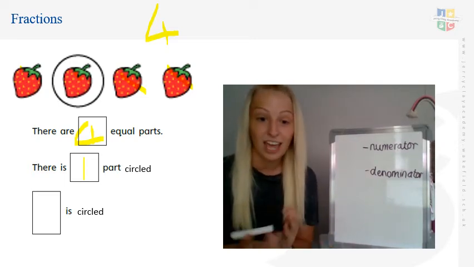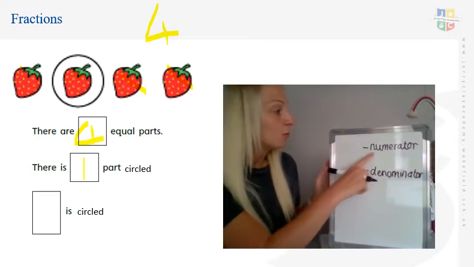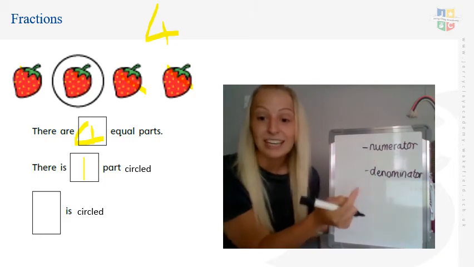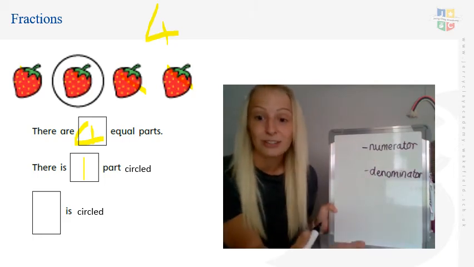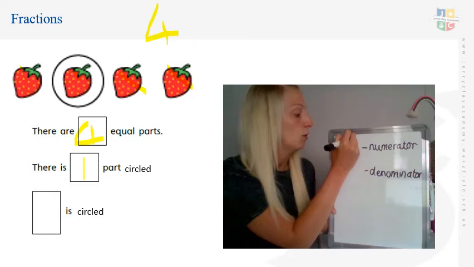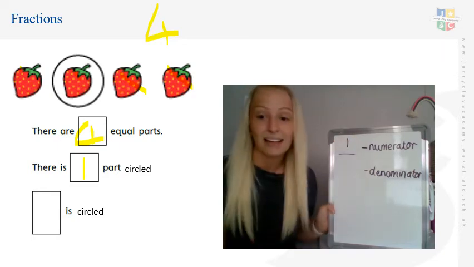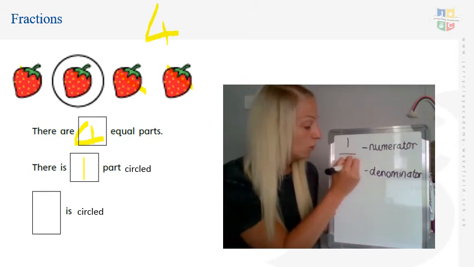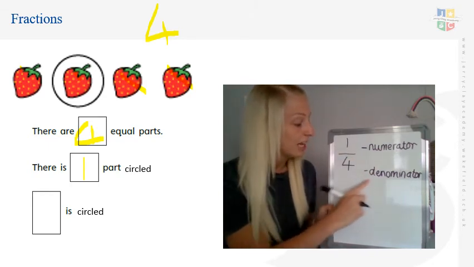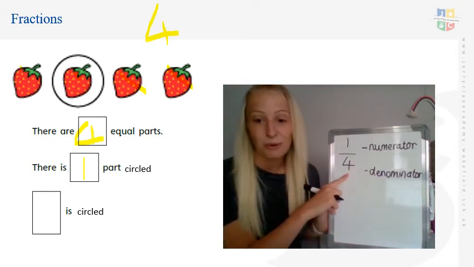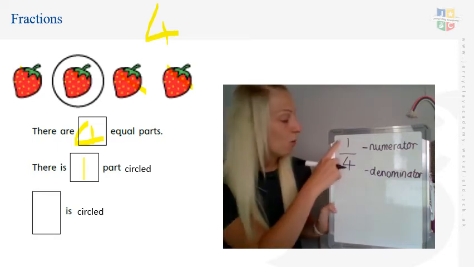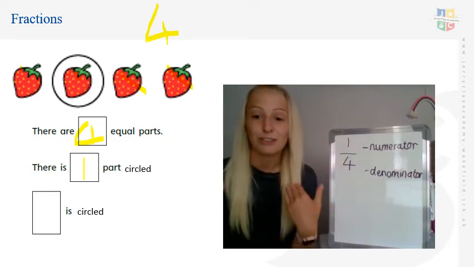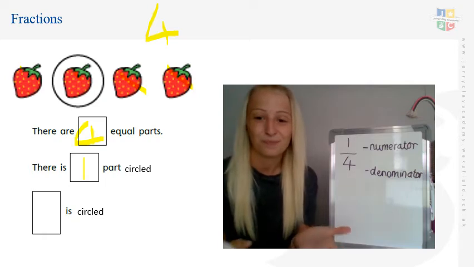So to represent this in a fraction, remember our numerator is how many have been taken or eaten or circled or shaded. So that is 1. There's only 1 strawberry that has been circled out of 4 of the strawberries. So only 1 out of 4 because the denominator tells us how many equal parts. So the fraction would be 1 out of 4, or we call this 1/4.